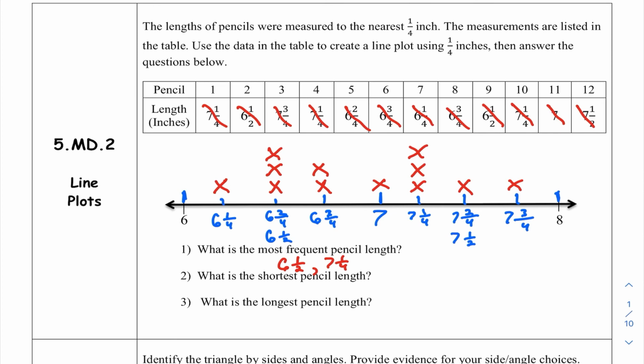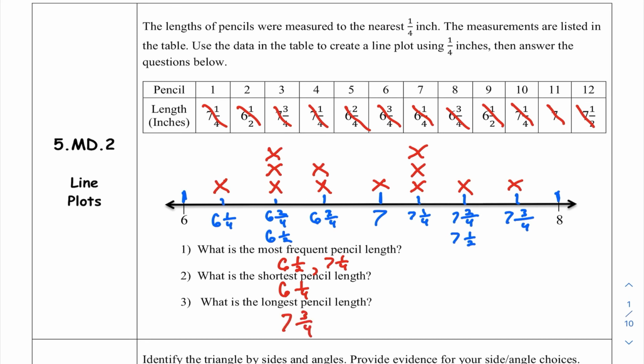What is the shortest pencil length? Well, the shortest pencil length is the data point that's furthest to the left, and that would have been the 6 1/4. What is the longest pencil length? That would be the data point furthest to the right, and in our data right here, it's 7 3/4.